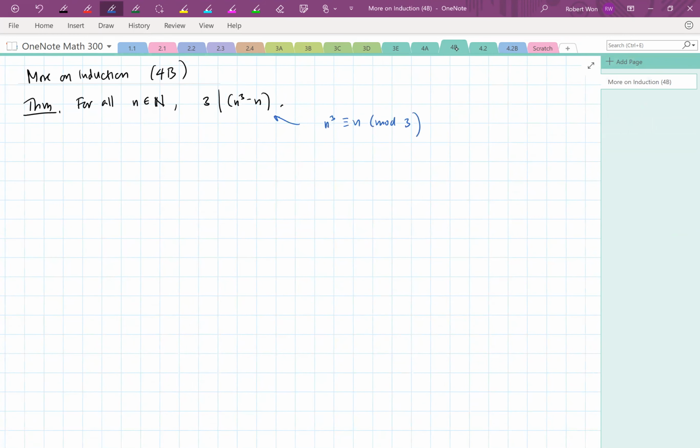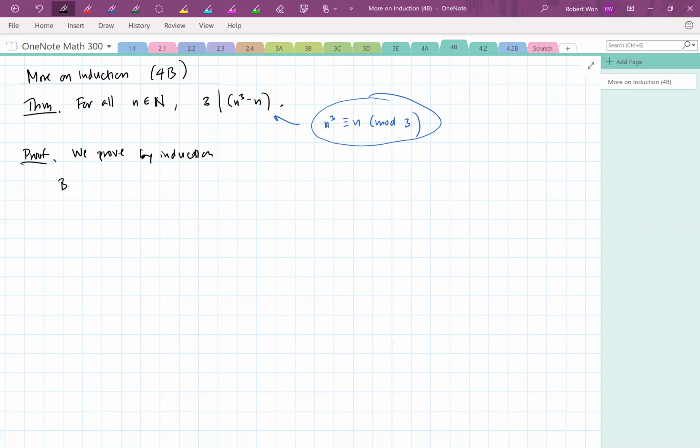Okay, well, you remember proving this, right? For all n, n cubed is congruent to n mod 3, and what we did is we broke into cases, which is a good way to prove it. But now we can also prove this by induction because it's a statement about all integers n. So let's prove this by induction. Always tell your reader what you're doing.